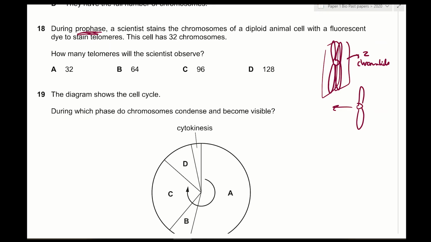Now here it says how many telomeres. As we all know, there are 2 telomeres at the end of each chromatid. And if we know that per chromosome we have 2 chromatids, therefore we're going to have 4 telomeres per chromosome, 2 at the end of each chromatid. Therefore here, because it says there are 32 chromosomes, we will multiply 32 by 4.